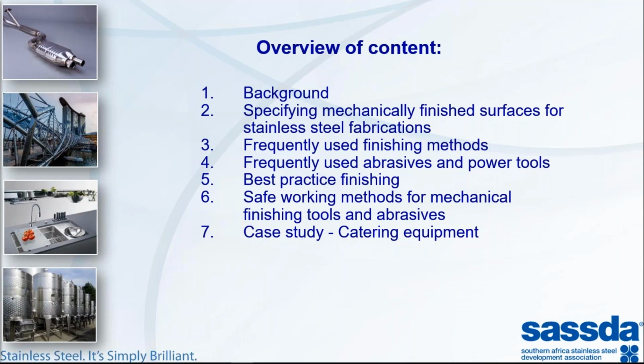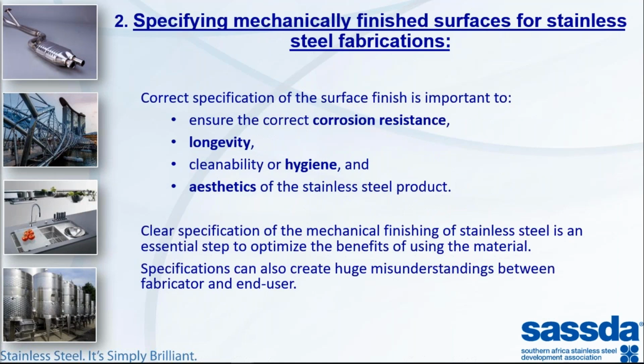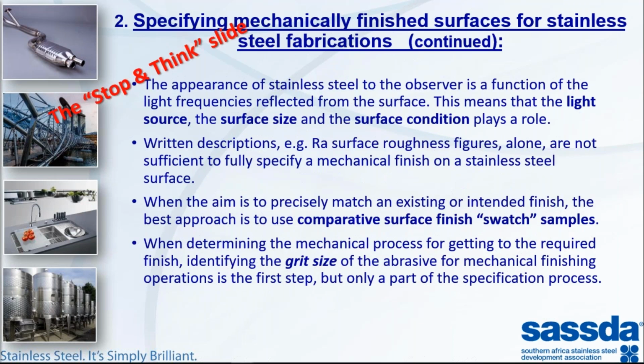What we see when we look at stainless steel is just a function of the light frequencies that is reflected back from the surface. So this means that the light source, whether it's the sun, your LED light, your candle, is important. The surface size, there's a vast difference between a full sheet in the sun, comparing that to the same surface finish, business card size under electric light. And then also the surface condition of the material. Those three things are the key factors.